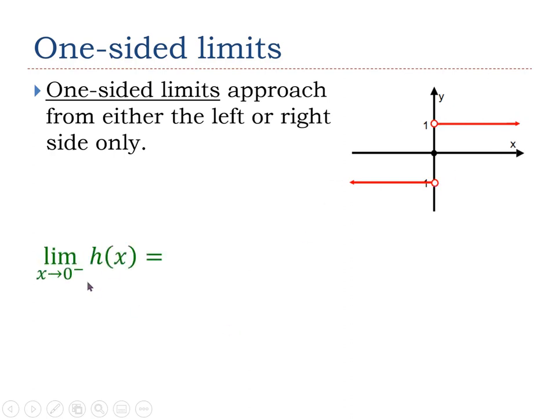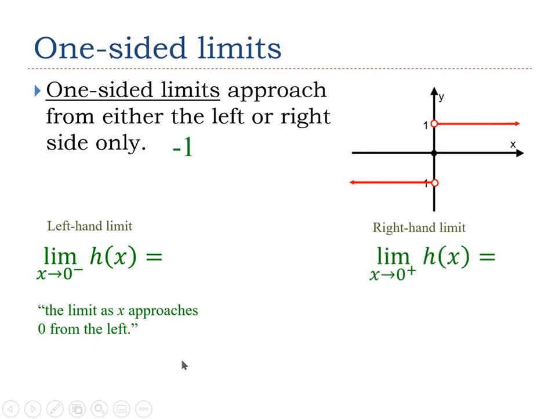So this is how we would indicate a one-sided limit. Notice you've got this little exponent that's just a negative sign. So that means as you approach 0 from the left. And so in this case, that's going to be -1. We call that the left-hand limit. And then over here, when your exponent, this little superscript afterwards, is the plus sign, that's your right-hand limit. So that's the limit as x approaches 0 from the right.